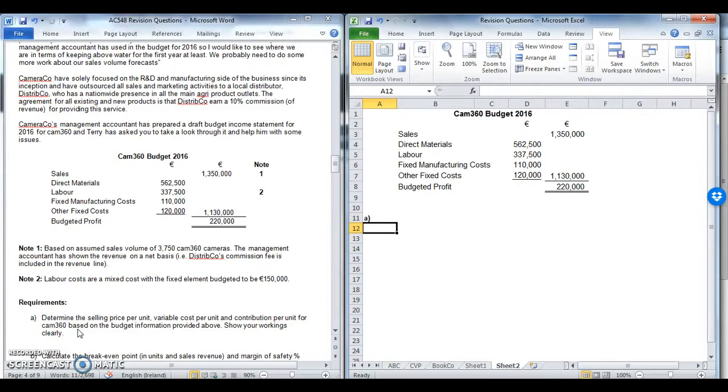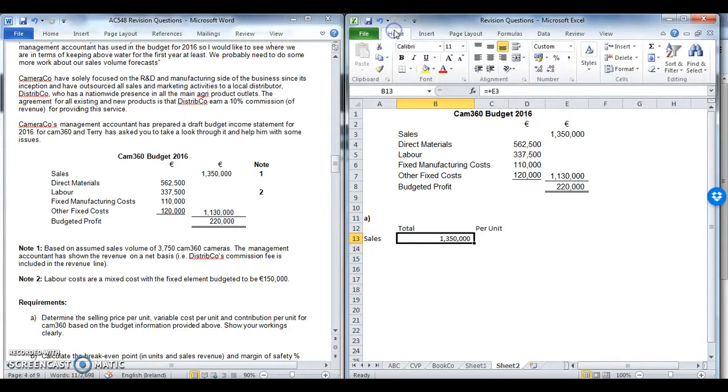We're asked to determine the selling price per unit, variable cost per unit and contribution per unit. Alright, so relatively straightforward. So we look at sales on a total basis and we look at it on a per unit basis. So sales in total was 1350. Put that in the middle. And on a per unit basis, well, it's 1.35 million over 3750. So that means on a per unit basis it's 360.